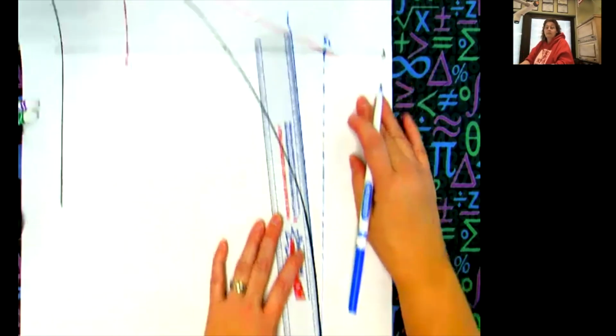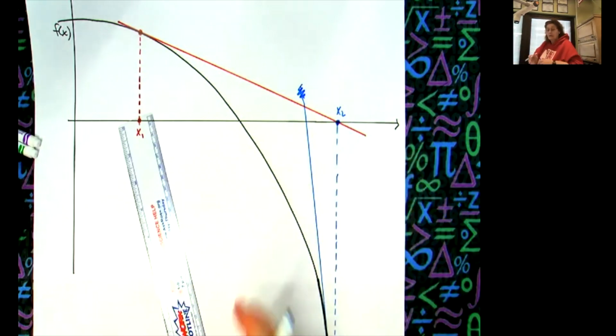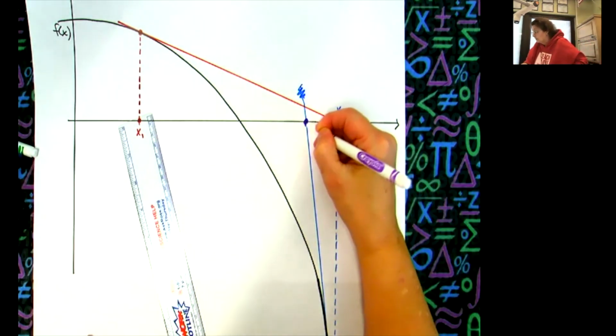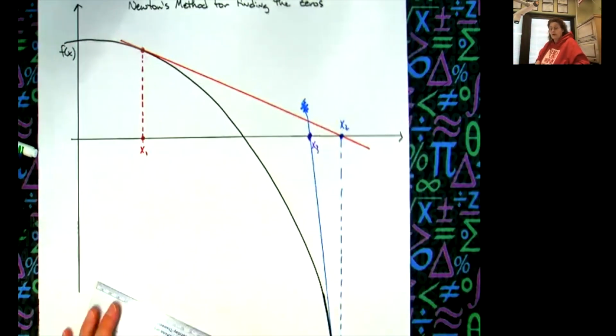And again, minus my little faux pas right there, it crosses the x-axis again. That tangent line crosses again. So then there is x of 3. All right, now notice, let's take a look at what we started with.